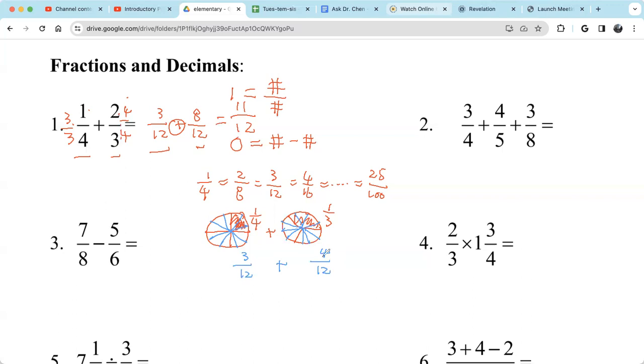Oh, hold on a second. But for this one, it's 2. If I have to do this question, that's 2. I take 2 of this, right? That becomes 8/12.